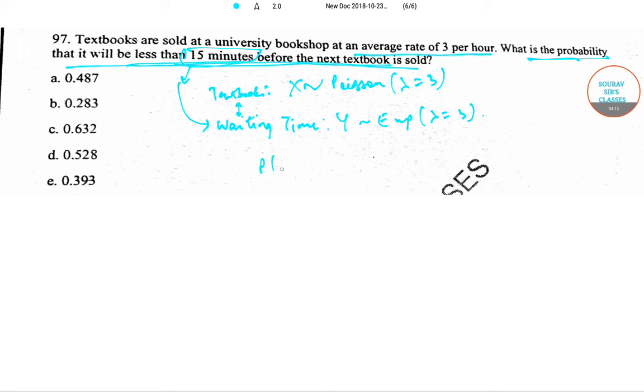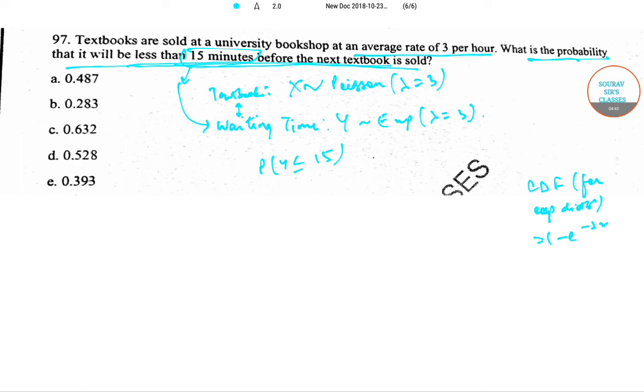So probability y less than or equal to 15 is actually, now we can use the function which is the CDF of an exponential distribution. Now CDF of an exponential distribution is 1 minus e to the power minus lambda x. So this comes out to be 1 minus e to the power minus 3 into 15.